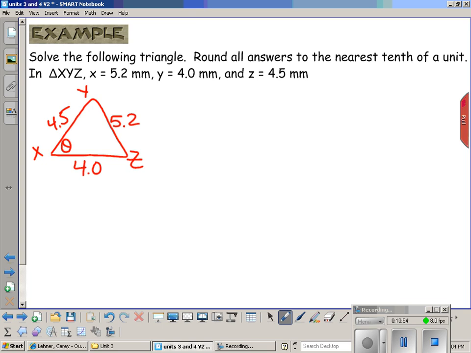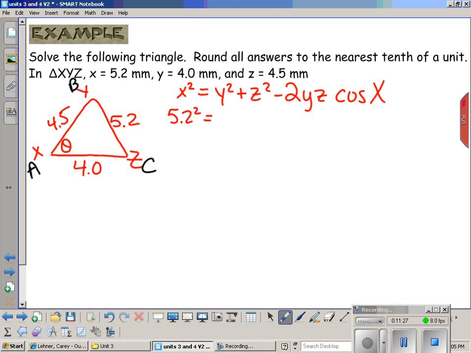So therefore, we are going to be looking at x squared equals y squared plus z squared minus 2yz cos x. And if you are unable to transfer the cosine law from a's, b's, and c's to x's, y's, and z's, simply relabel this as a, b, and c. And you will be able to substitute in what you need to know. So x is 5.2, y is 4, z is 4.5, and we are looking for x.